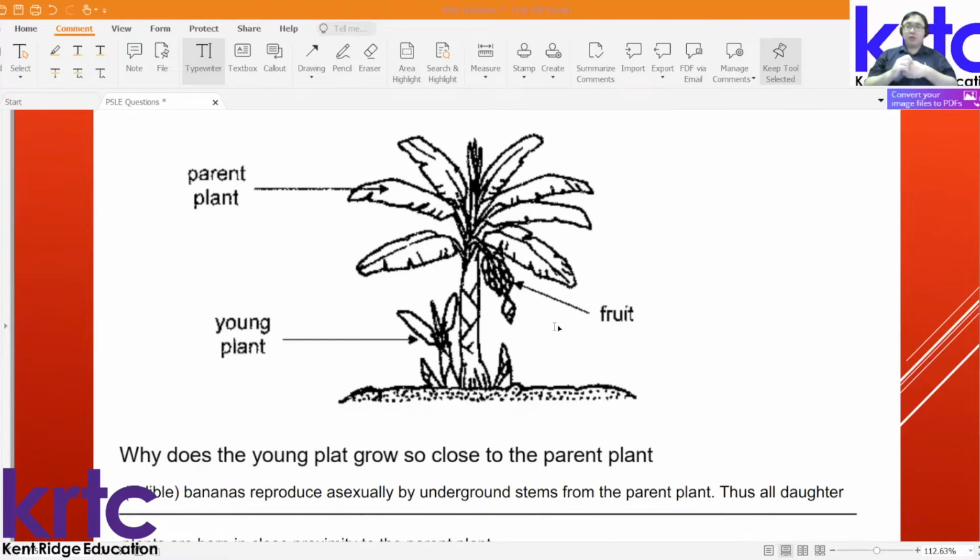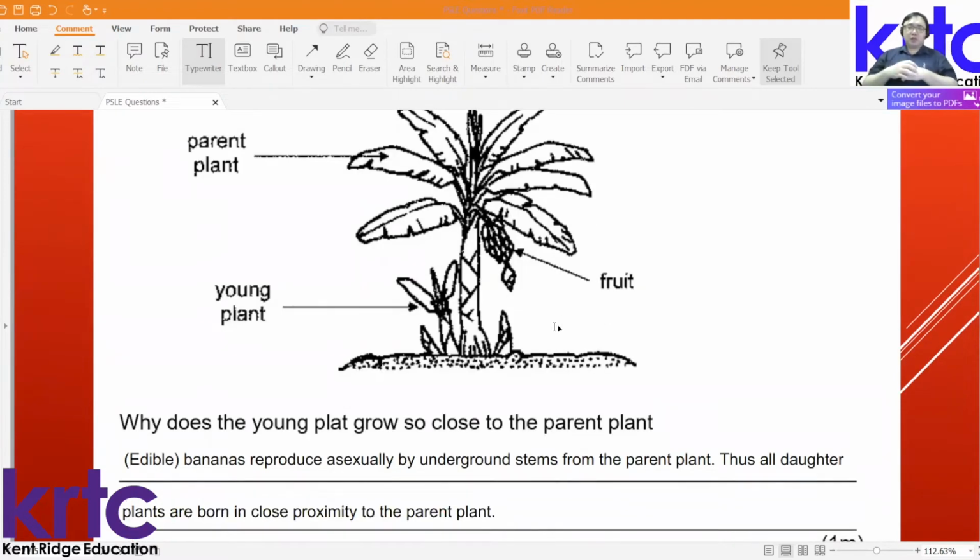So this means that edible bananas do not have the ability to replicate through their seeds. Their seeds are sterile, and in fact, we call them vestigial. That means they are not actually functional as seeds anymore. So how do they reproduce then? How do they replicate? They do so by what we call asexual reproduction, or another term that can be used is vegetative reproduction. In the case of a banana, they reproduce by underground stems called suckers. So all the daughter plants are born in close proximity to the parent plant because they are born from an offshoot of the parent plant.